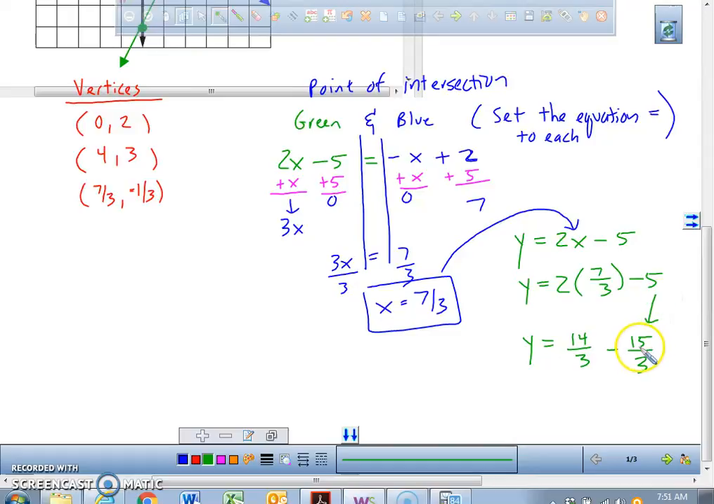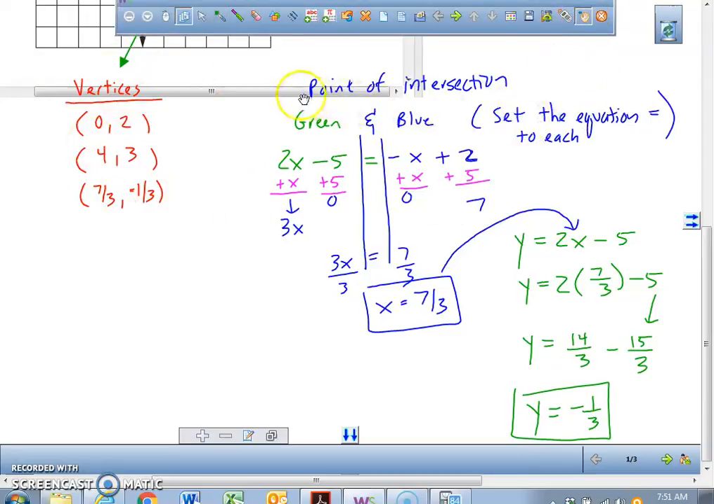Because 15 divided by 3 is 5. So I'm changing them into thirds. Why am I doing this? So that I can combine the numerators with the denominators the same, and you get a negative 1/3. Okay? And once again, there's our negative 1/3. So now we have all of our vertices.